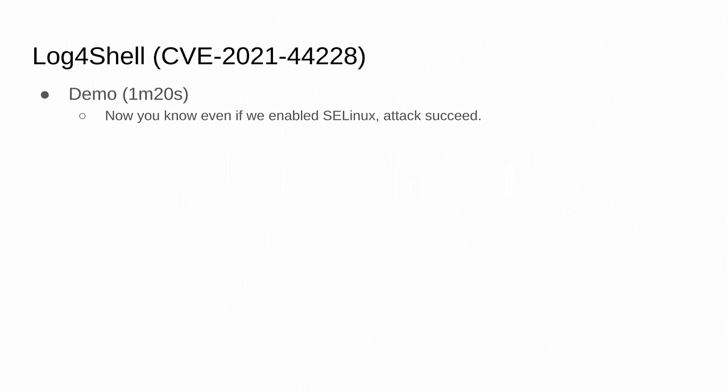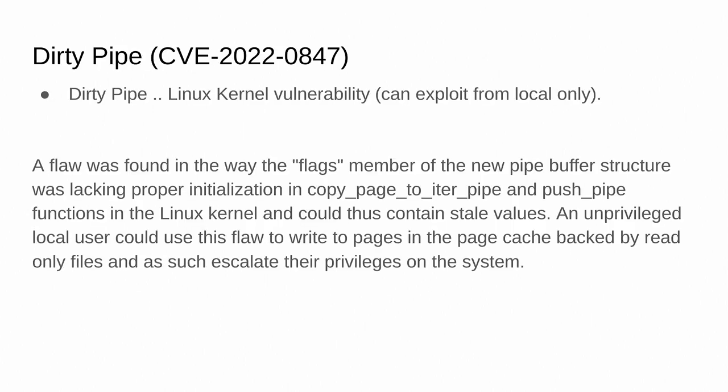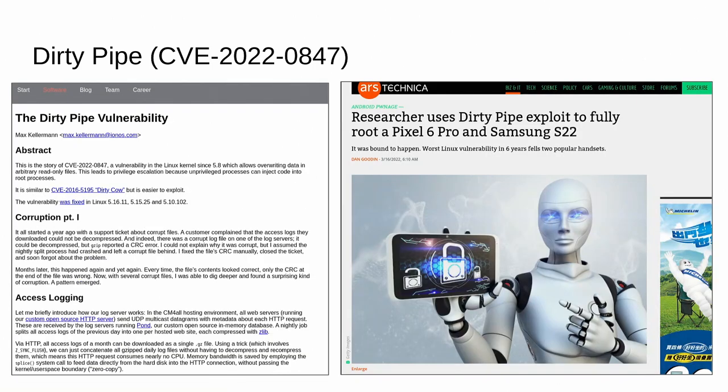So Log4Shell is here, and also Dirty Pipe. Dirty Pipe is also a Linux kernel vulnerability. A flaw was found. Please read. We don't have so much time. An unprivileged local attacker could use this flaw to write to the page cache and overwrite any read-only files. Even if it's a read-only file, you can write to it. Yes, it's already exploited on Android.